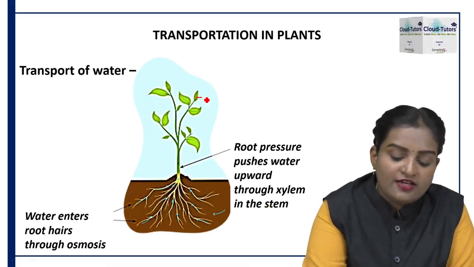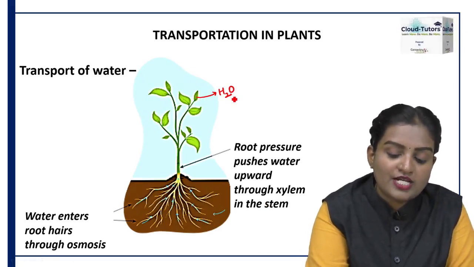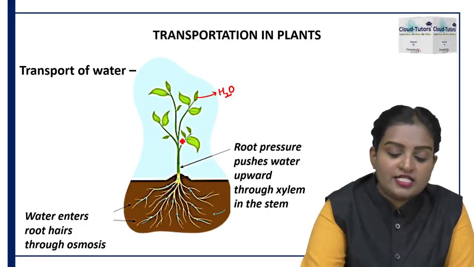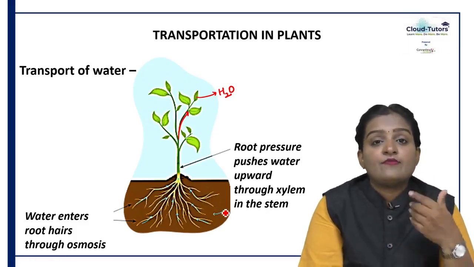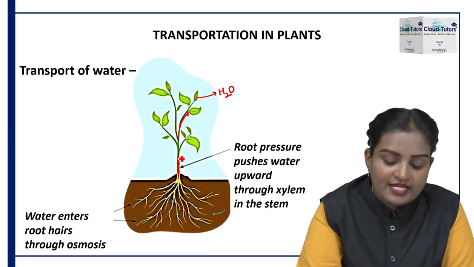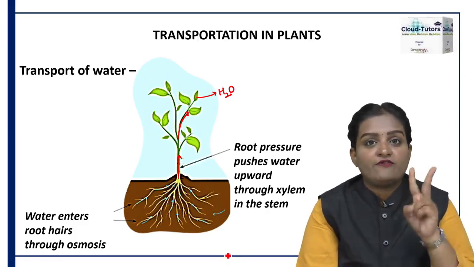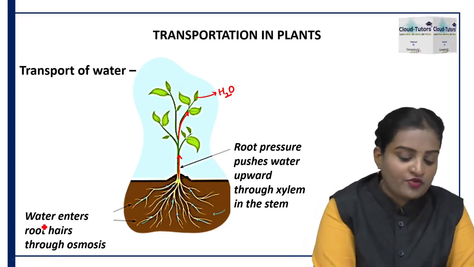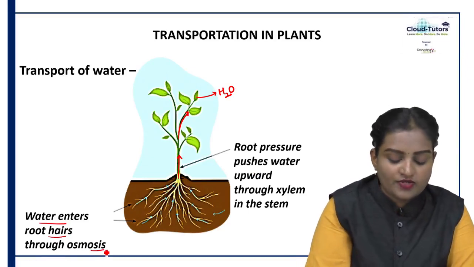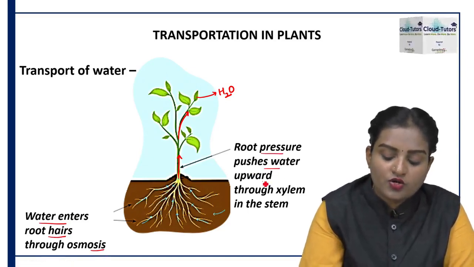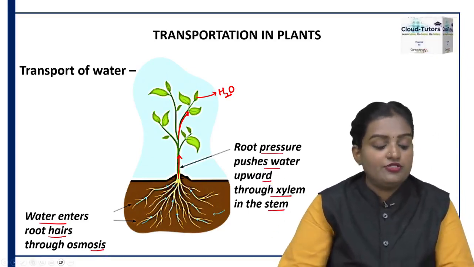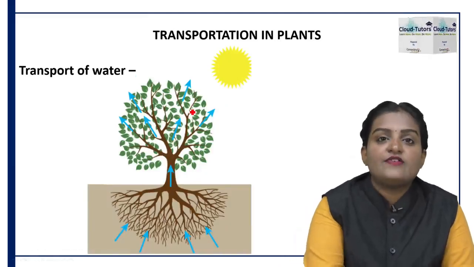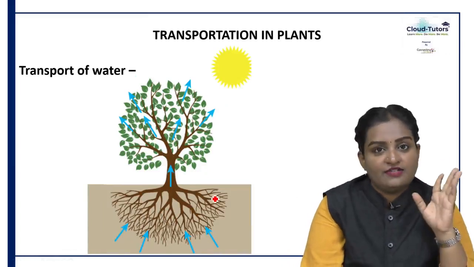So here the leaf loses water due to transpirational pull. So water has to be taken from the previous part, that is the stem. Now the stem has lost the water, so the stem will take it from the root. So here we have two pressures, one is the root pressure, one is the transpirational pull. Water enters root hair through osmosis, then root pressure pushes water upward through root xylem into the stem. After that the transpirational pull will pull the water up till the leaf.